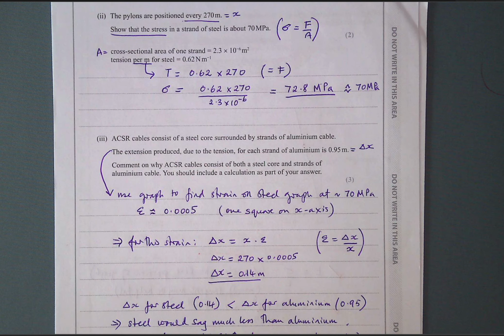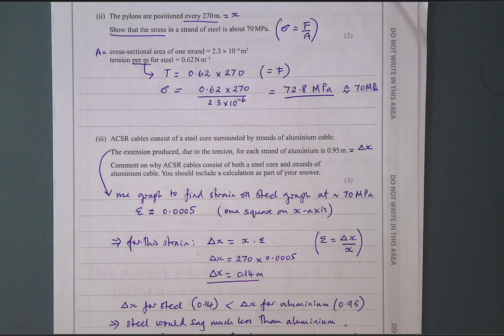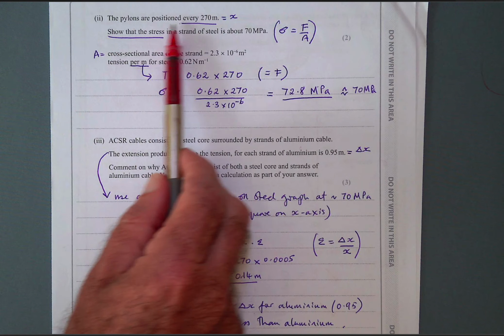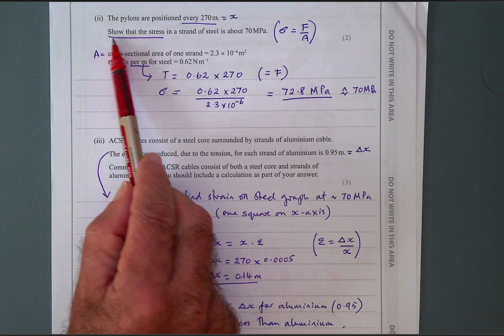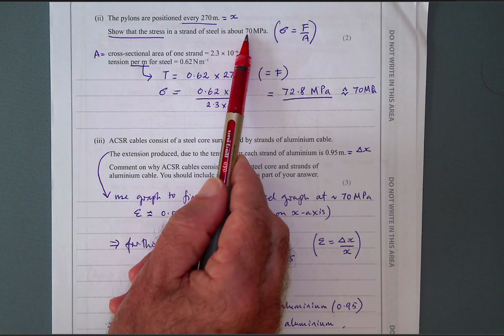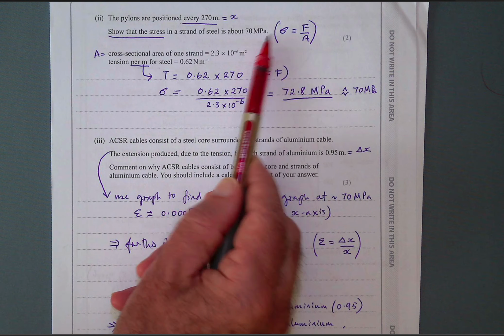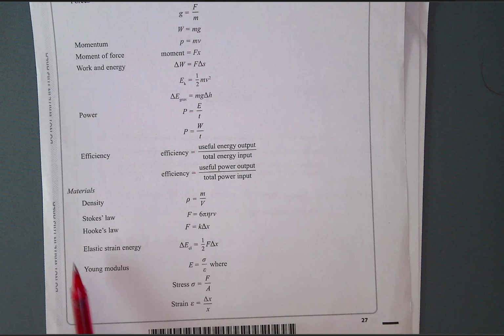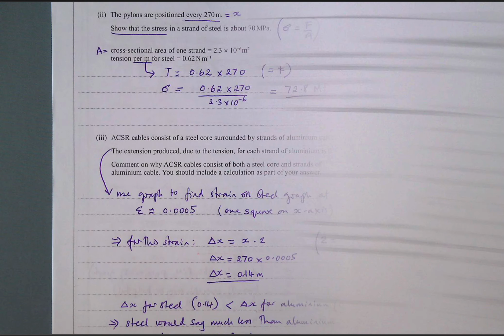Finally, the last page of the exam, and as you go through the exam, the questions do get more complicated. So the pylons are positioned every 270 meters. They're giving you that distance. I've called it x. Show that the stress in a strand of steel is about 70 megapascals. So stress is force over area. These equations are given to you on the data sheets. You can see the data sheet at the bottom. It's got materials, Young's modulus. You need to become familiar with your list of data, formulae and equations which are given to you.